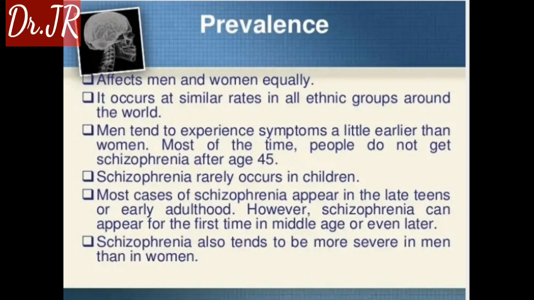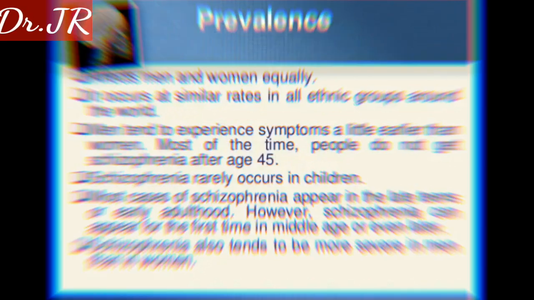Schizophrenia rarely occurs in children. Most cases appear in the late teens or early adulthood. However, schizophrenia can appear for the first time in middle age or even later. It also tends to be more severe in men than in women.